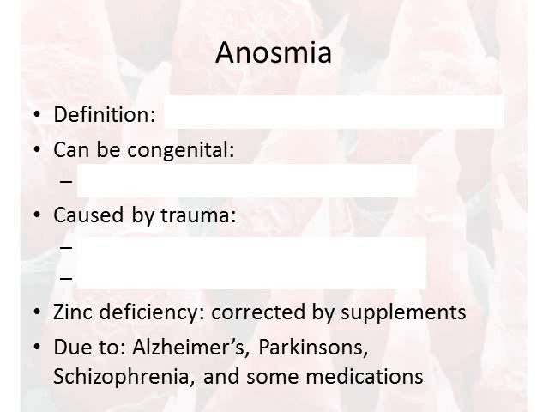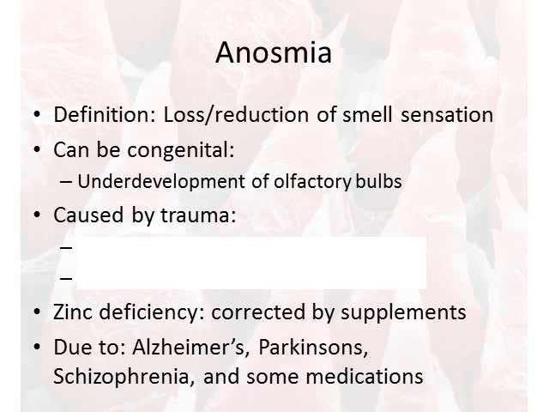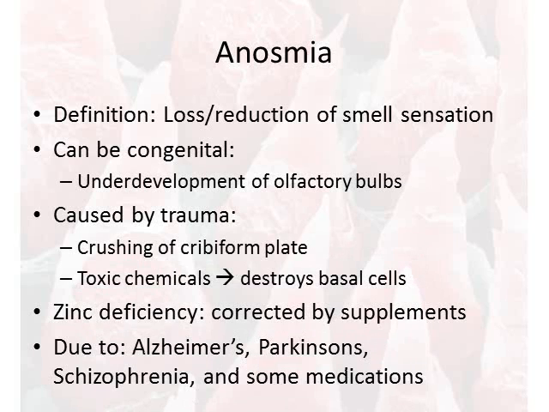And then a condition called anosmia is the loss or reduction of the smell sensation. This can be a congenital thing that you're born with, and this is due to underdevelopment of those olfactory bulbs that have all the olfactory neurons in there. It can also be caused by trauma to the face. So if your cribriform plate gets crushed, then you can have damage to some of those neurons, some of those receptor cells, and that can make it so you can't smell. That can be temporary or permanent.